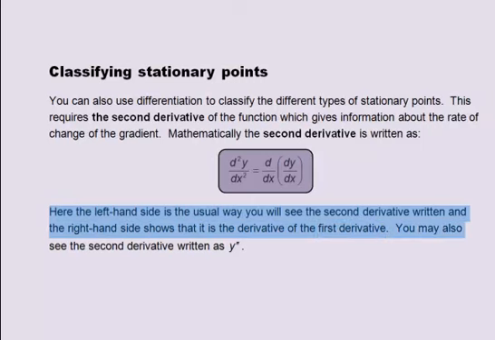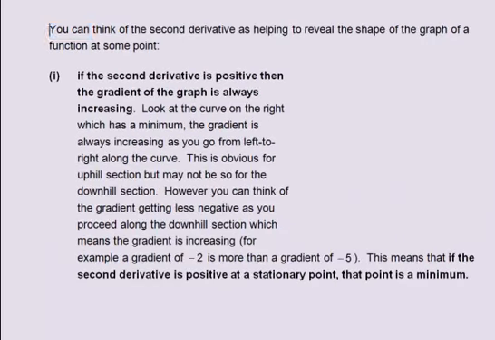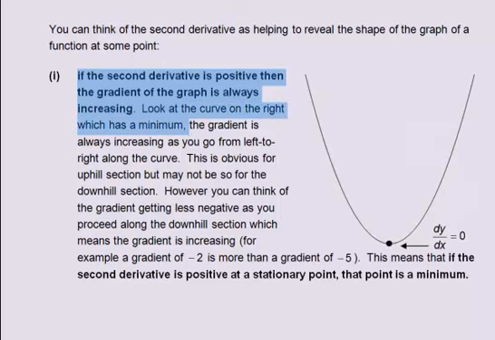You may also see the second derivative written as y double prime. You can think of the second derivative as helping to reveal the shape of the graph of the function at some point. If the second derivative is positive, then the gradient of the graph is always increasing. Look at the curve on the right, which has a minimum. The gradient is always increasing as you go from left to right along the curve.